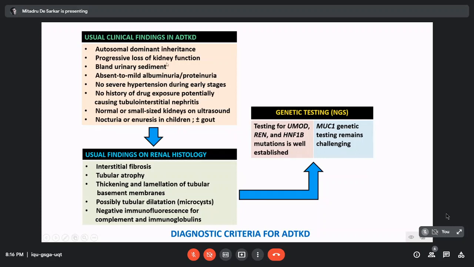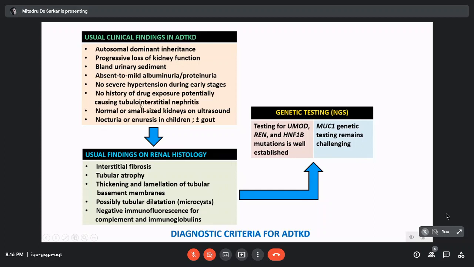So the history will be subtle, but there will be slow onset chronic renal failure setting in with a bland urinary sediment. Like I said, there will not be too many cells within the urine. There will not be much protein loss in the urine. There will not be too much RBC in the urine. However, there will be salt wasting and a slow loss in function of the kidney.